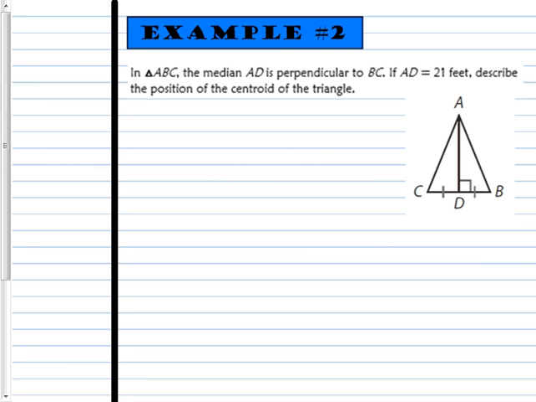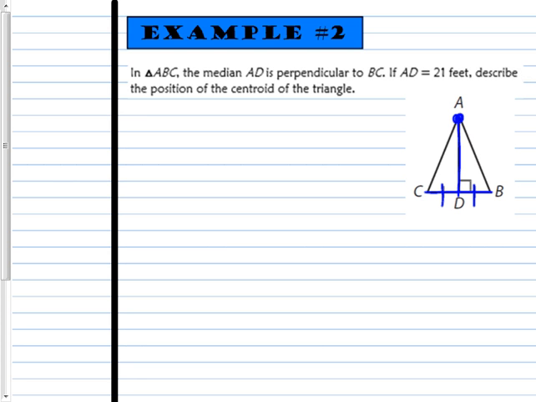Okay. Example 2. In triangle ABC, the median AD is perpendicular to BC. If AD is 21 feet, describe the position of the centroid of the triangle. Okay, sorry about that phone call. So with this one, we know that AD is the median, and it's perpendicular to BC. So I know this whole entire thing from A to D. So starting from the vertex, it went over and it bisected this line. That's the two things. So the whole thing is 21.